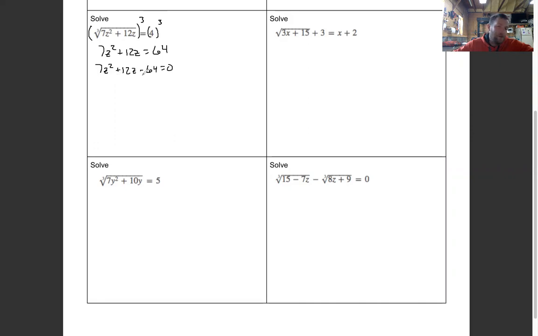Then I can solve by using the quadratic formula. Actually, I'm going to try to factor it, and I'm going to use the slide method. So I'm going to take this 7 and slide it down. Remember, I multiplied by 7, which means at the end I'm going to have to divide, so make sure I divide down here somewhere. So I would be left with z squared plus 12z minus 448.